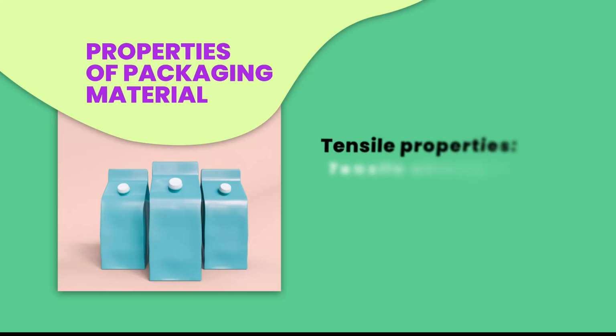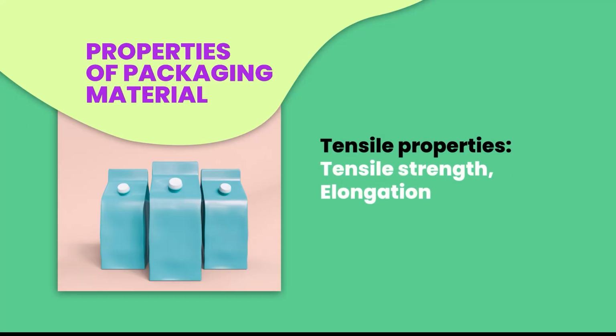Then another important property is the tensile property. Tensile properties means tensile strength and elongation. Tensile strength gives you the idea of how much stress it can withstand while we are stretching or pulling the packaging material without breaking. So that gives the idea of tensile strength. And elongation means how much we can elongate the packaging material without breaking it.